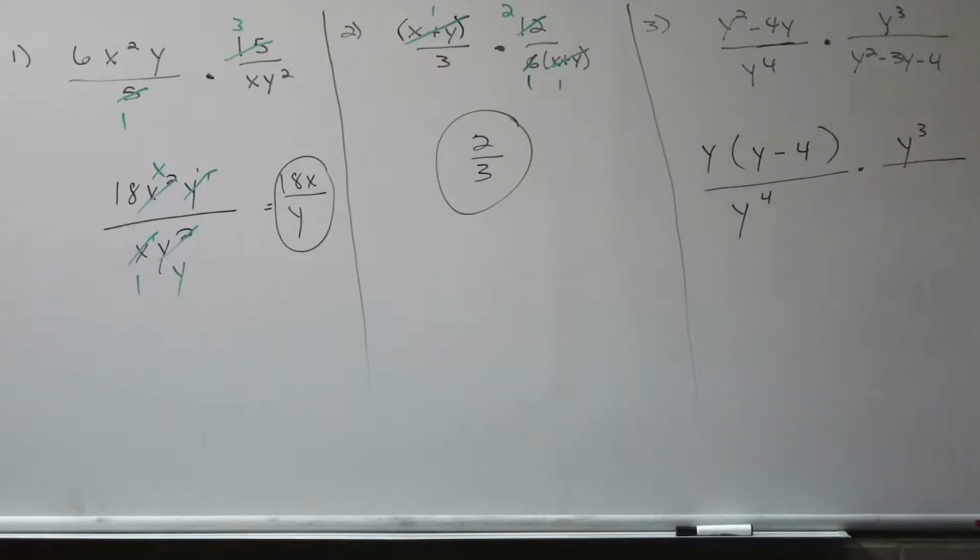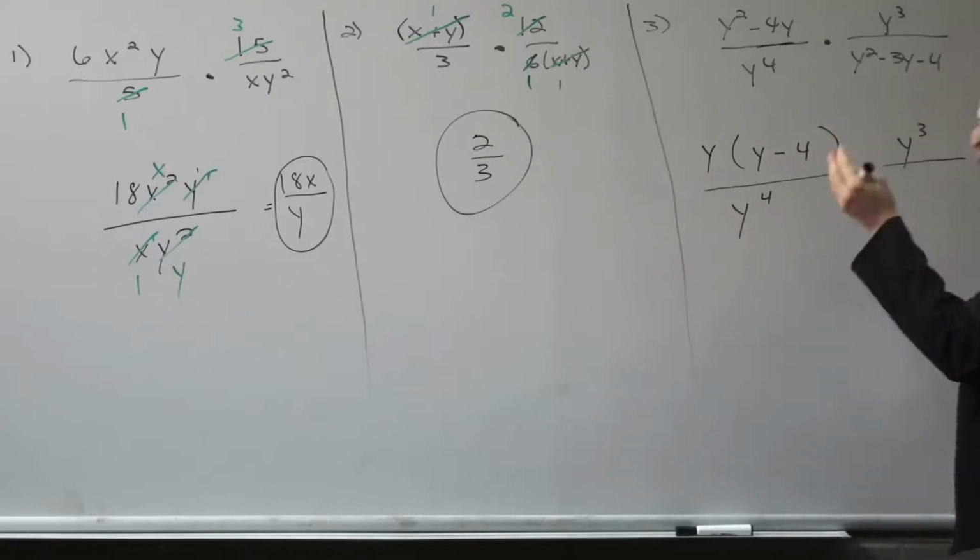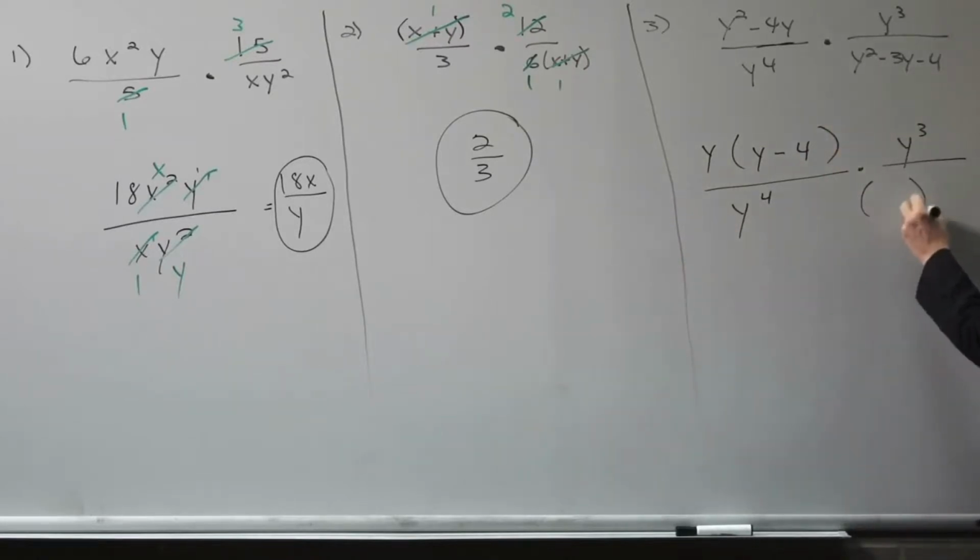On the bottom, we're going to factor that. I don't want to go through all the steps. That's in standard form, leading term is positive. I'm going to make 2 sets of parentheses, and I'm going to notice that my signs are different. Y squared is y and y.